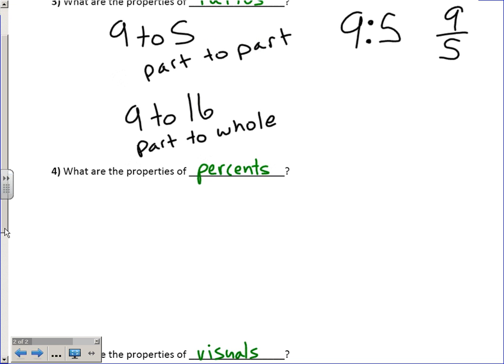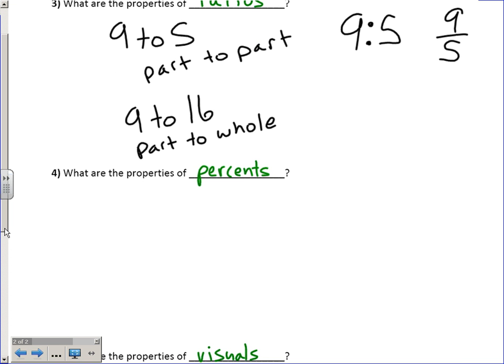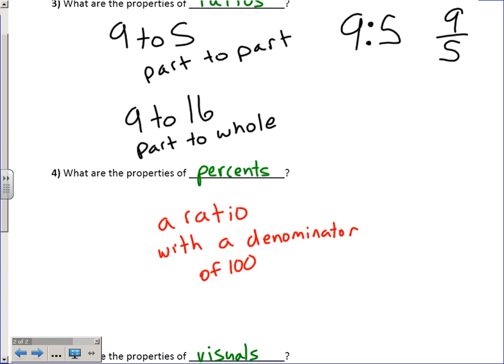Percents. Percents tie in with ratios and really well with decimals too, actually, because you're always dealing with a ratio with a denominator of 100. So if I go back up to my example of 9 to 5. Well, let's not use that because that's part to part. Let's say I go out and shoot 5 baskets. So that's my total. And I make 4 of them.